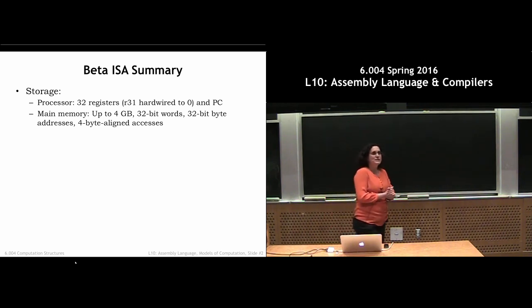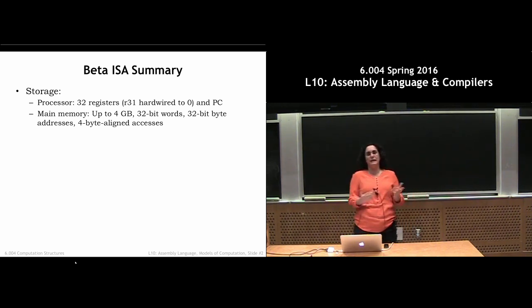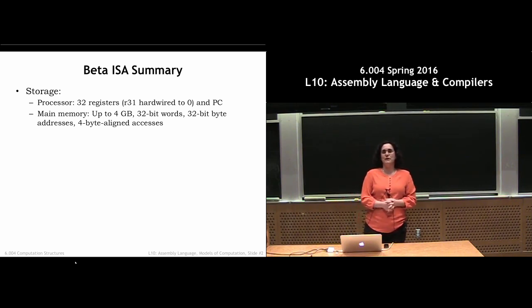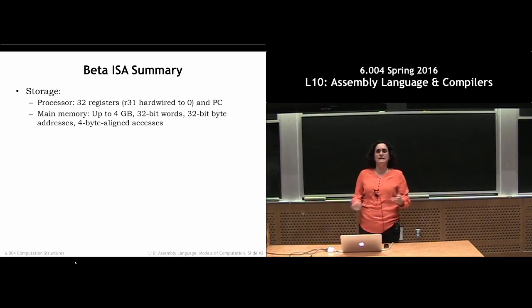All right, so first, a quick summary of what we learned last week. In the last lecture we learned about the beta instruction set architecture and the different pieces of it. First, the storage. We have 32 general purpose registers, and one of them is special: R31 is always hardwired to the value 0. We also have a special register called the PC, or program counter, which holds the address of the instruction that we want to fetch next in order to execute it.